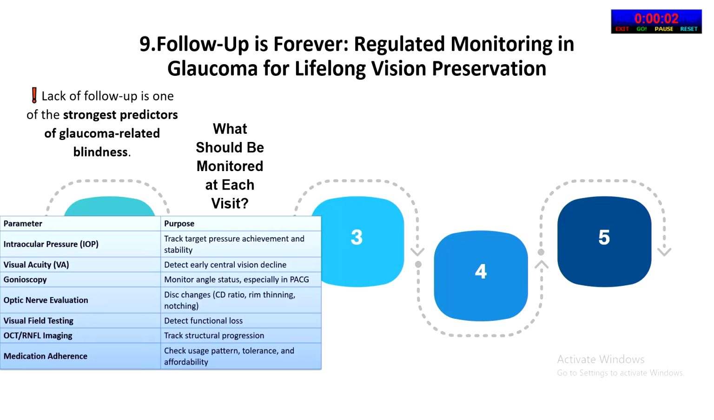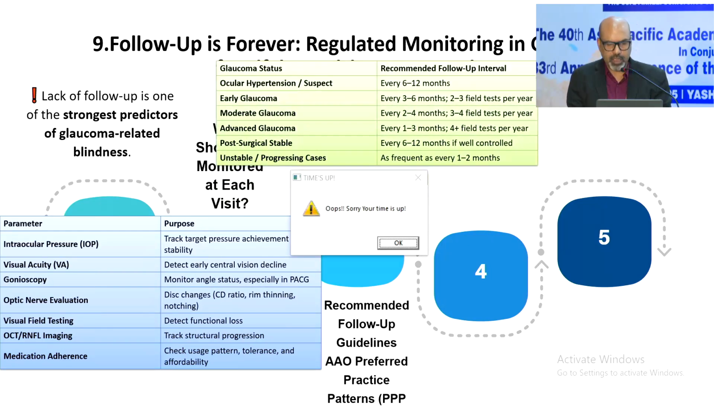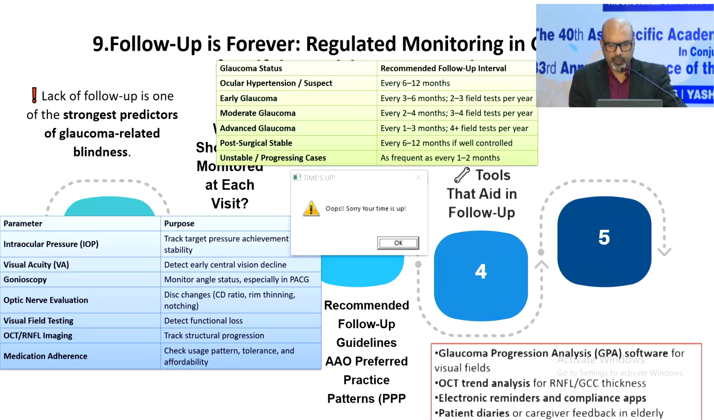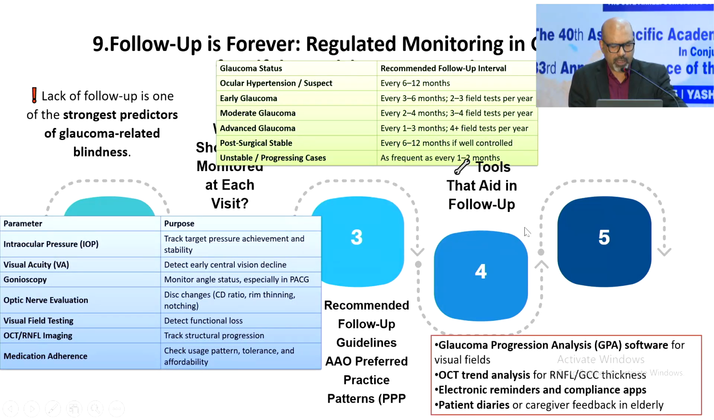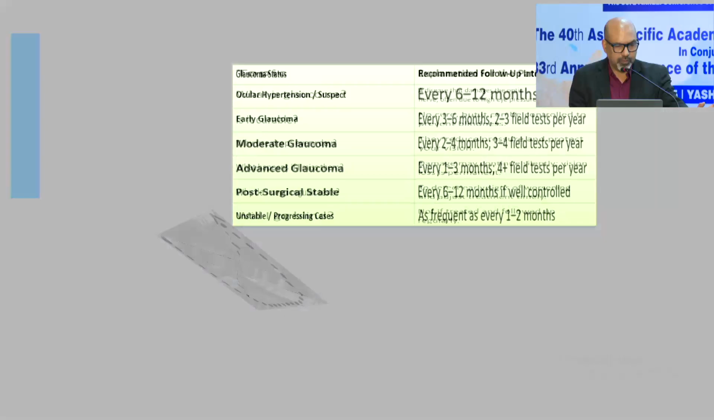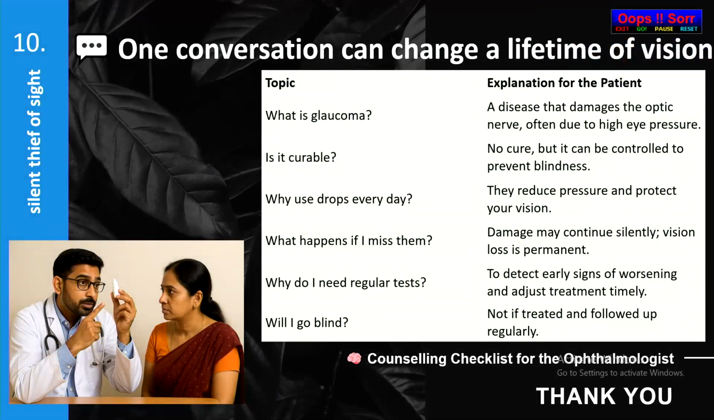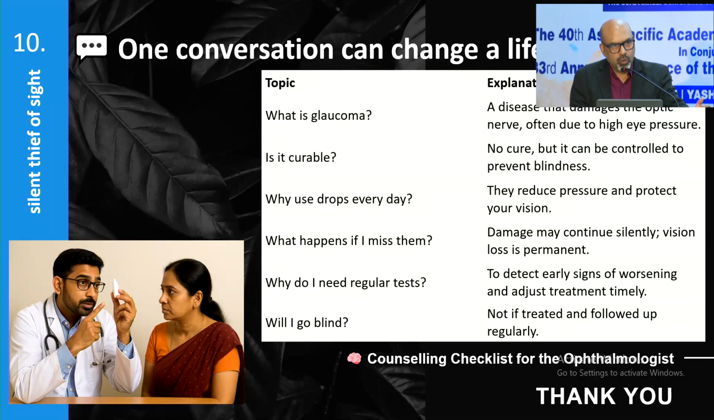We must devise a protocol for each of the patients for seeing what has to be done. Glaucoma status has to be documented, recommended follow-up has to be given, and tools that aid us like GPA and OCT trend analysis should be done. In the first 2 years, we must identify those progressions also. And finally, one has to have a good conversation with the patient regarding the glaucoma itself to motivate the patient to have lifetime therapy for glaucoma in order to prevent this preventable blindness.